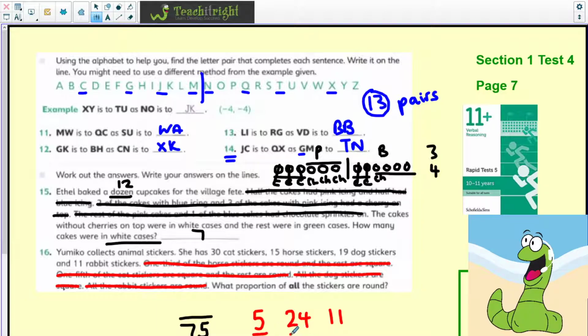So we've got 5, 24 and 11. If we add those all up together, we get 40. So that was correct. So we've got 40 out of 75, and we need to work out what proportion that is.